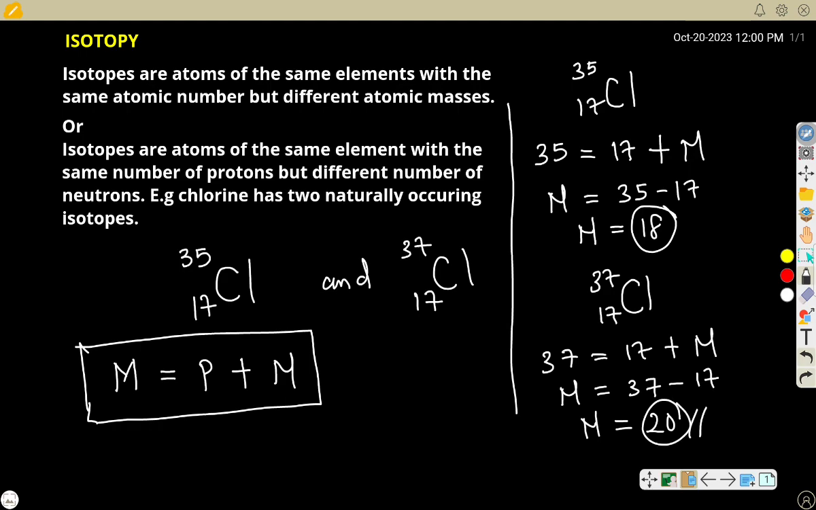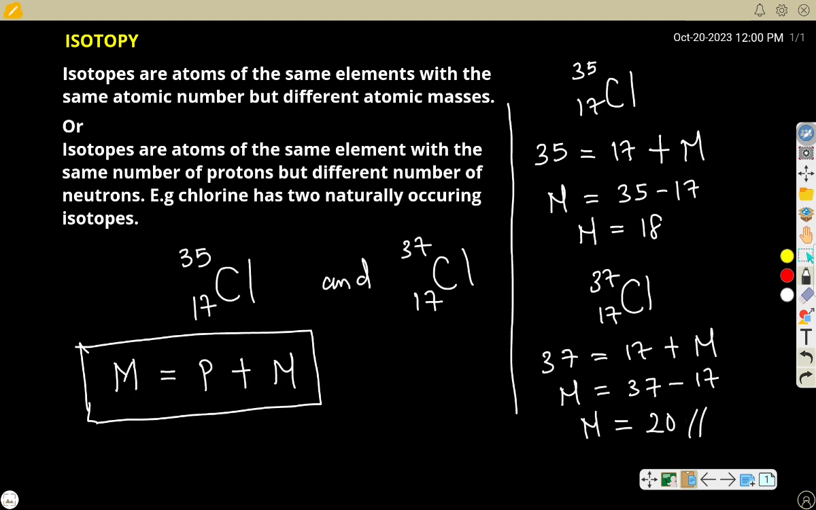So that is what the second definition is talking about. The first definition is talking about isotopes are atoms of the same element with the same atomic number, that is 17, 17, but different atomic masses, 35, 37. But the second definition is talking about isotopes are atoms of the same elements with the same number of proton, that is 17, 17, but different number of neutrons. So we have 18 and 20 in this case. So those are the two definitions.